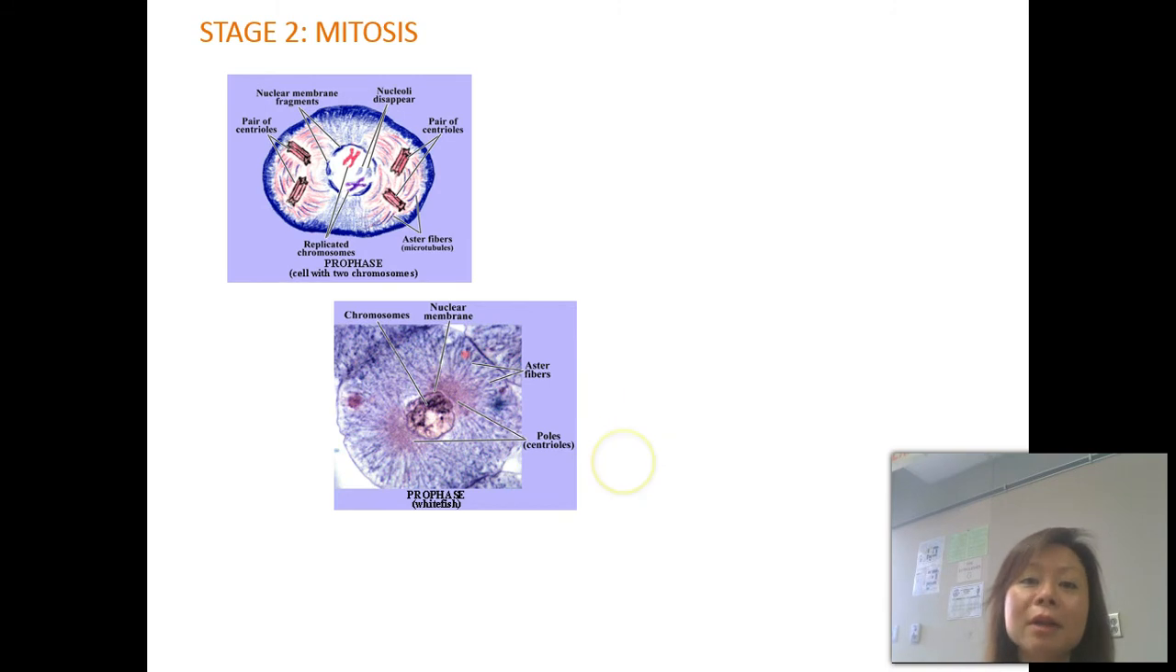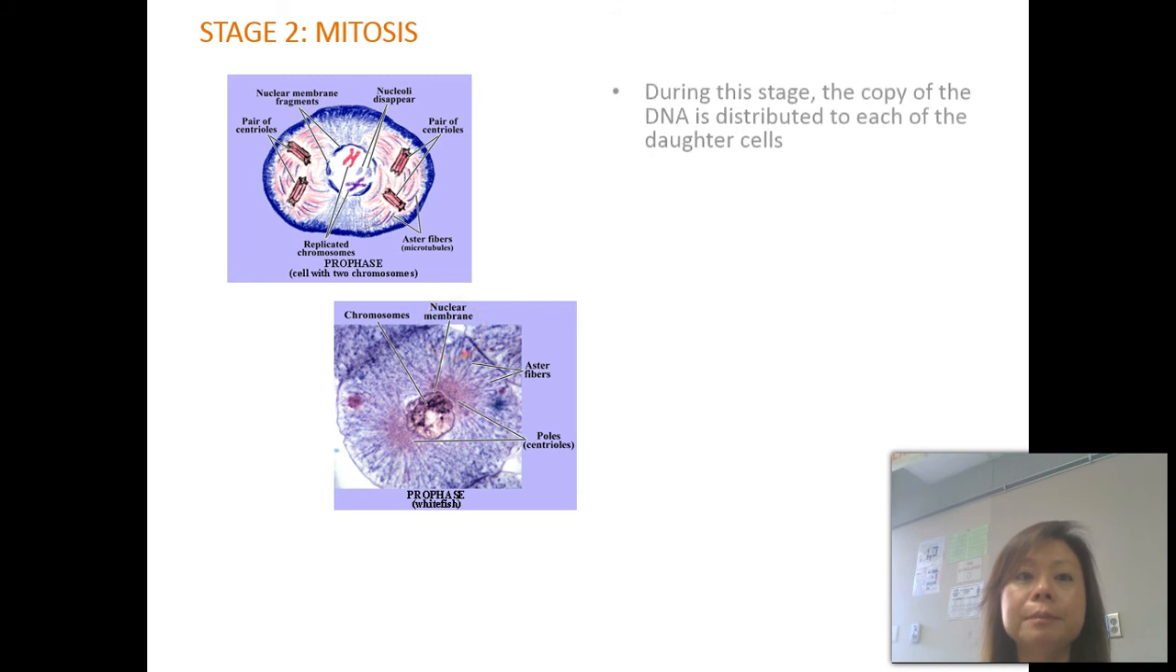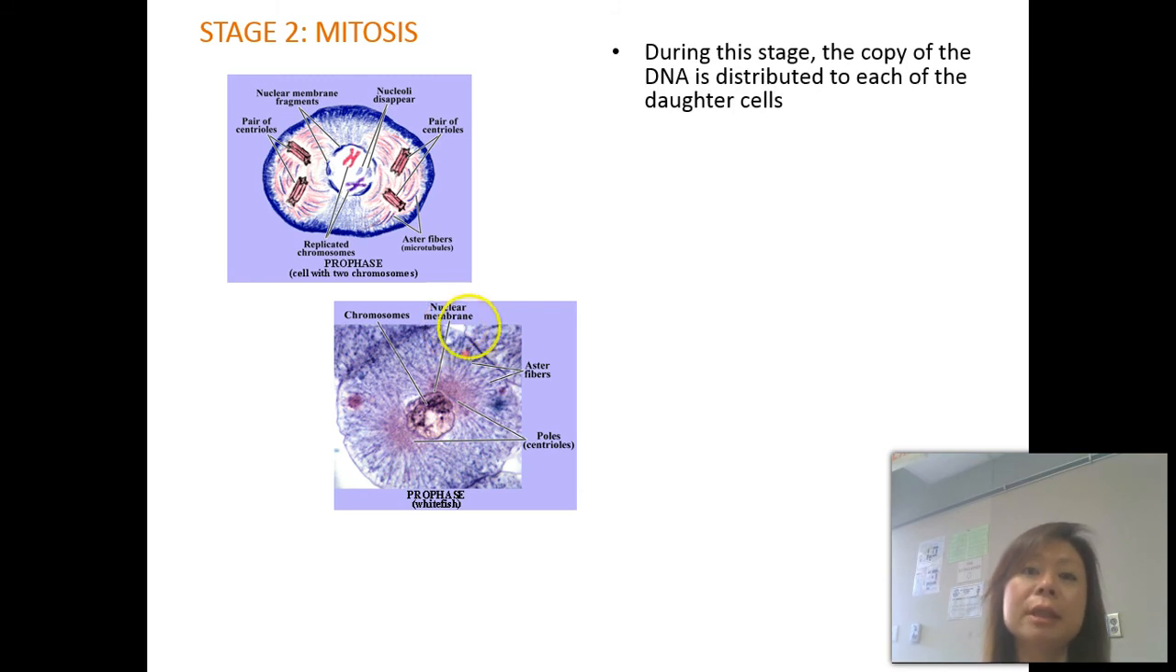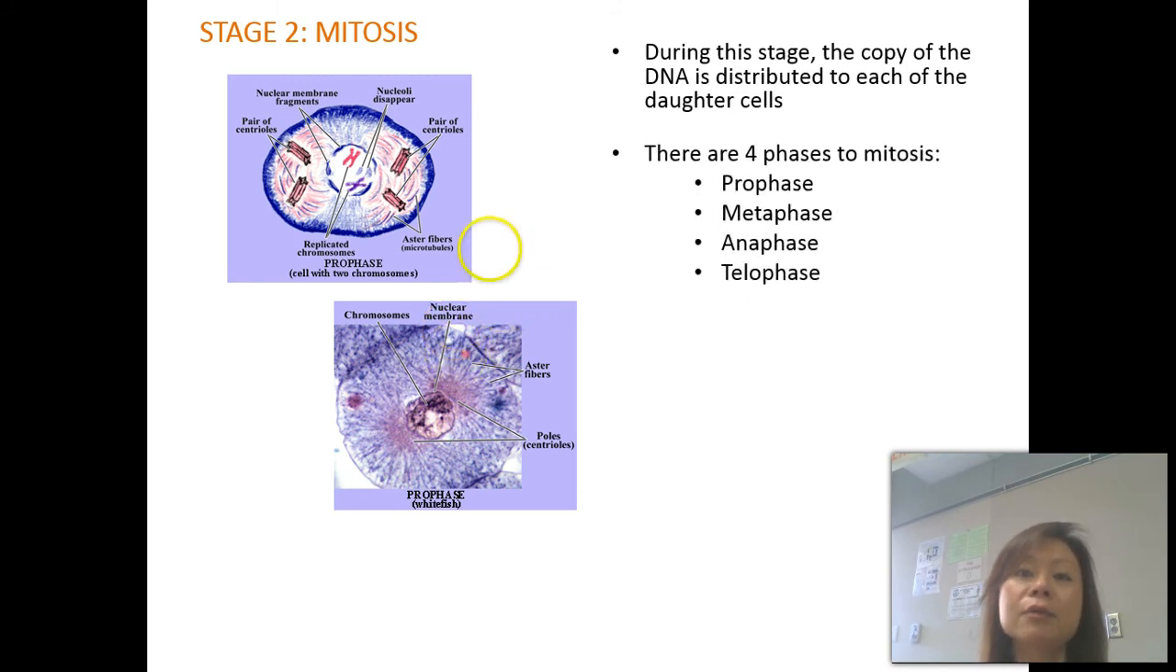Well, what Mr. Knox forgot to mention is that interphase is the longest phase of the cell cycle, and it usually takes up pretty much most of the time of the cell cycle. Okay, stage 2 is called mitosis, and it has 4 different phases: prophase, metaphase, anaphase, and telophase.